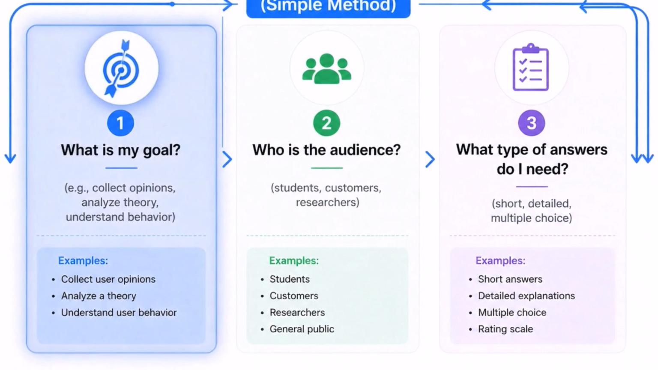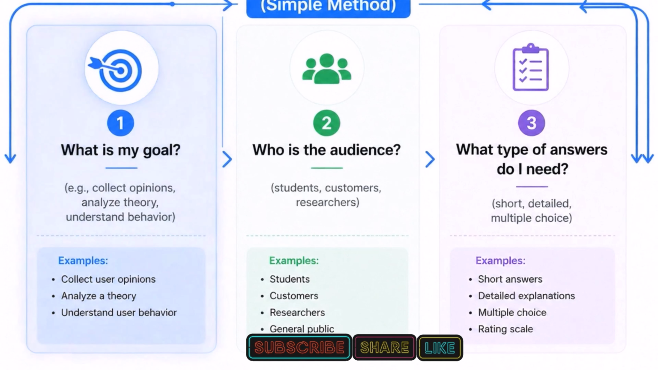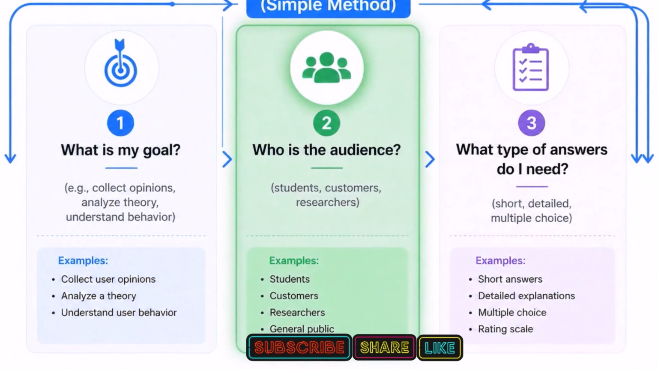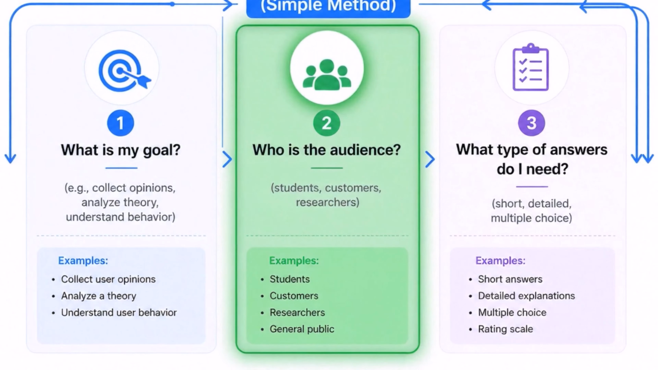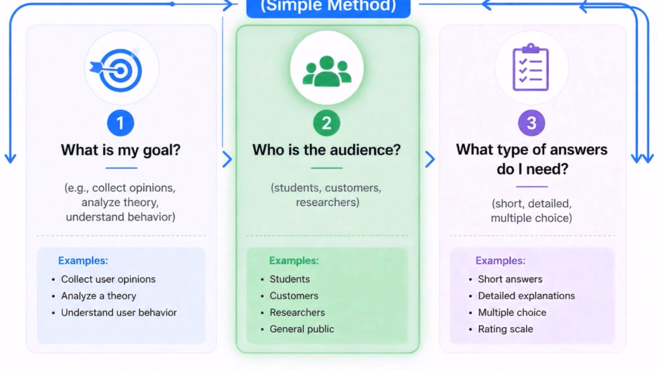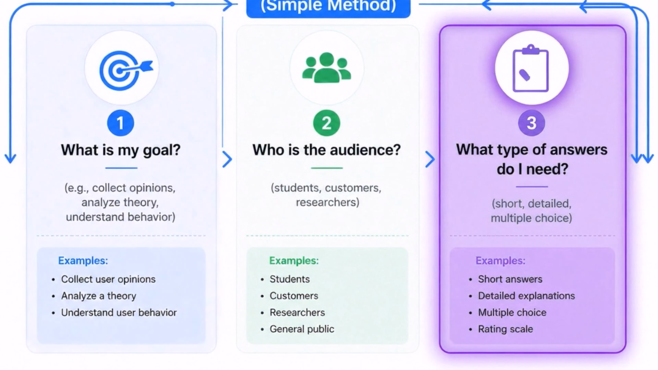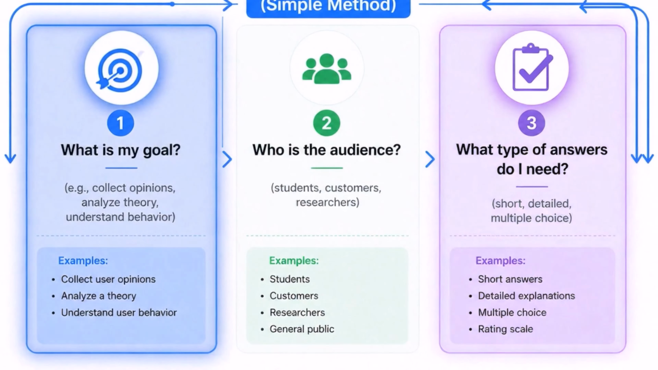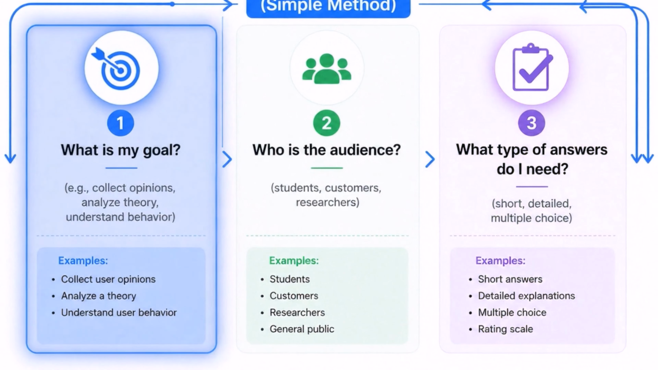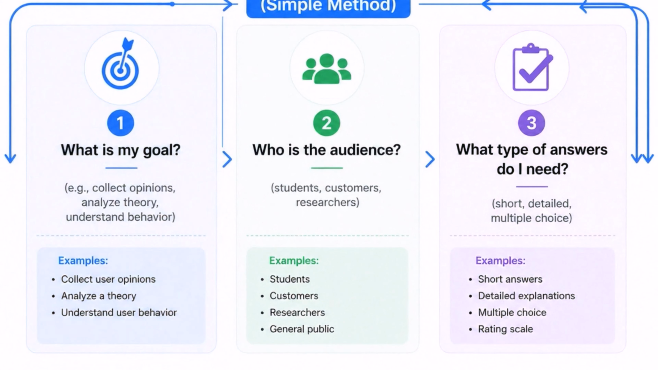How to set your objective? Simple method. Ask yourself these 3 quick questions. What is my goal? For example, collect opinions, analyze theory, understand behavior. Who is the audience? For example, students, customers, researchers. What type of answers do I need? For example, short, detailed, multiple choice.